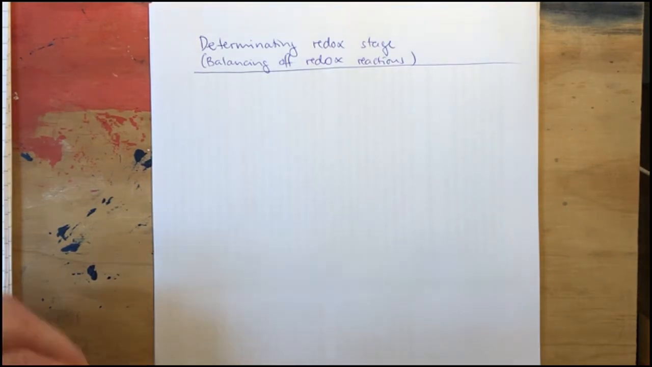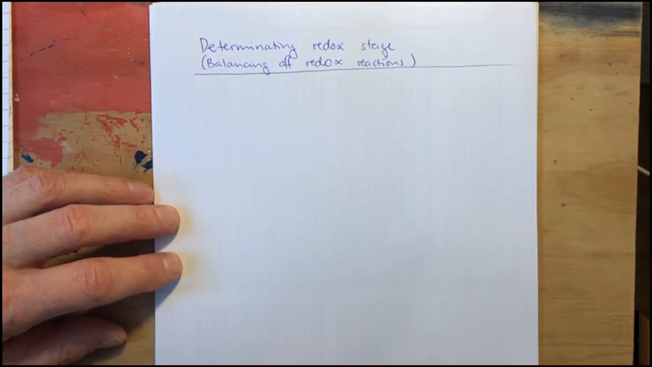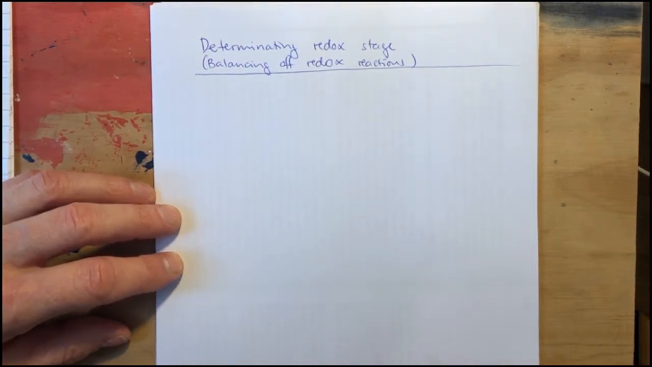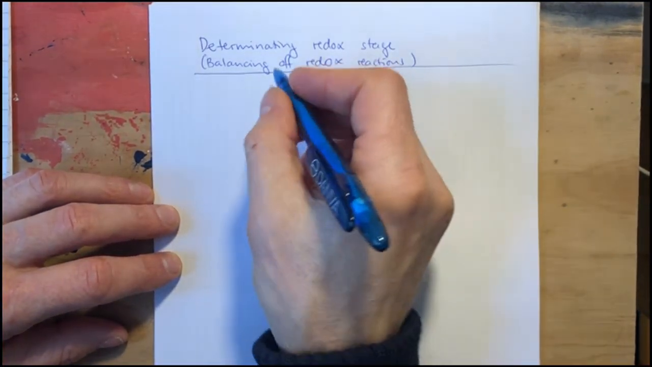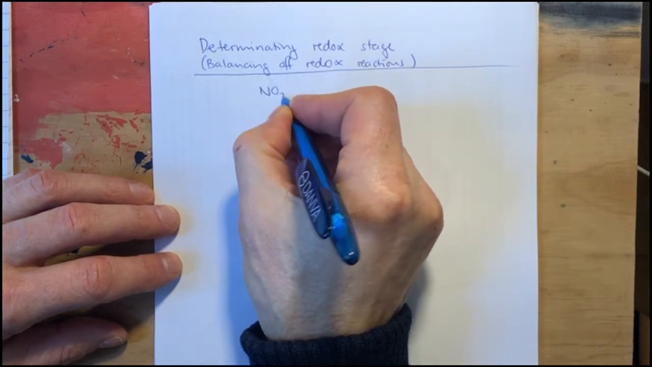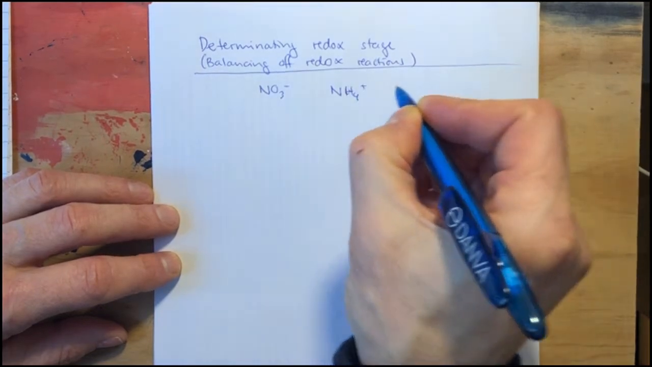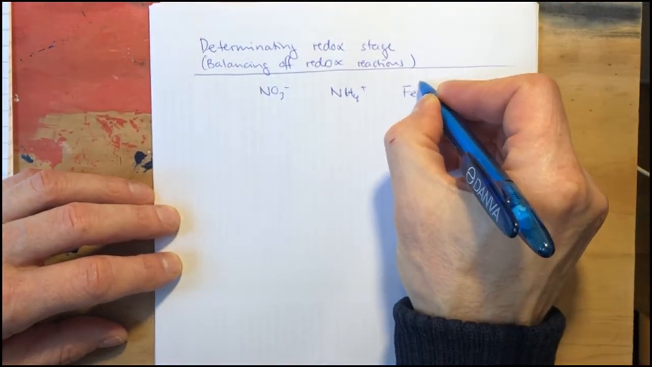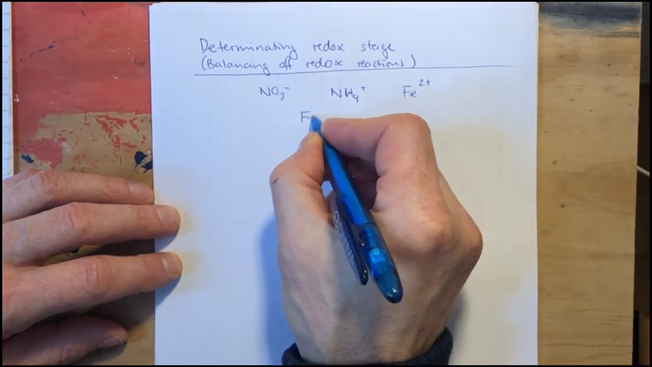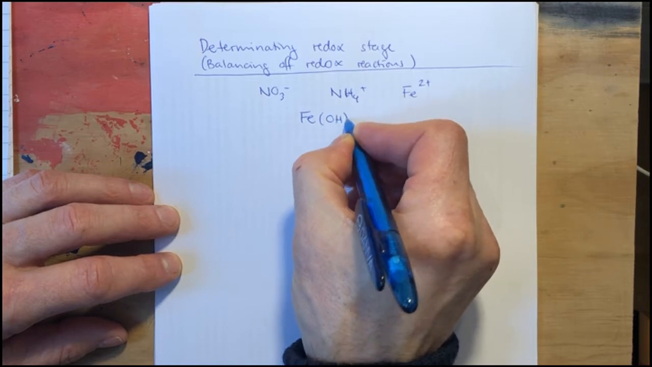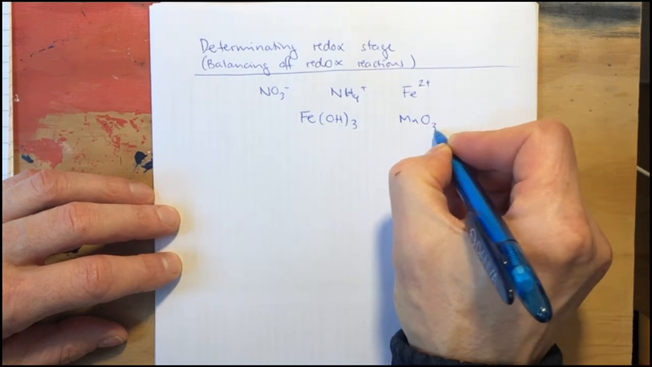This is a short video on how to determine the redox number for a given element in a chemical composition and balance out simple redox equations. So in groundwater we can have redox active elements such as nitrate or ammonia, or it could be dissolved iron. We could have iron precipitated as iron hydroxide, and some manganese, maybe, components.